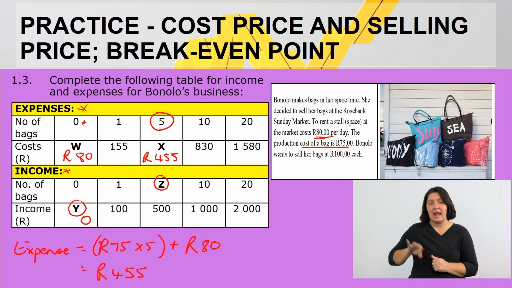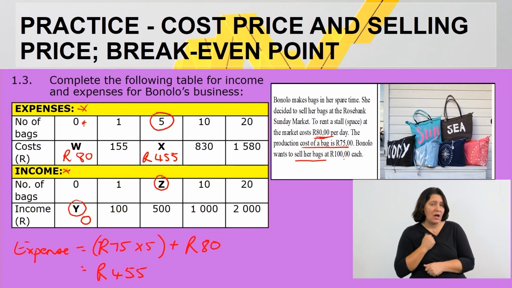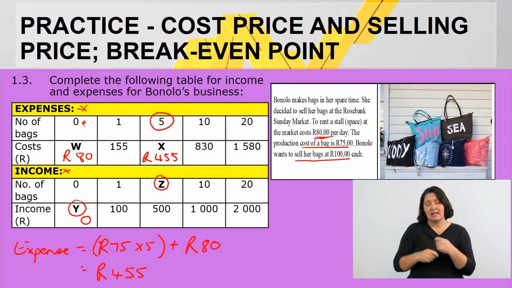So I'm saying the income is 500 rand. Don't forget, she is selling her bags at 100 rand each. So I want to know, in order for her to get an income of 500 rand, how many bags, number of bags, must be sold.